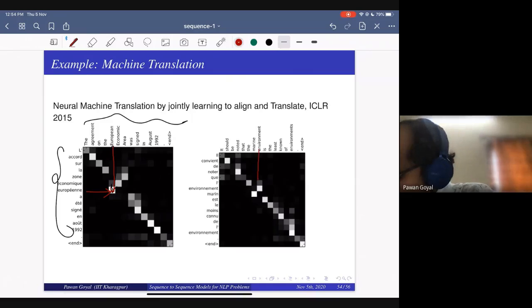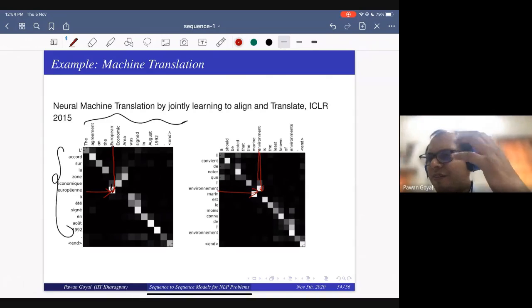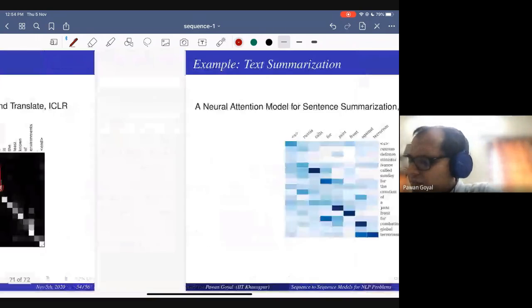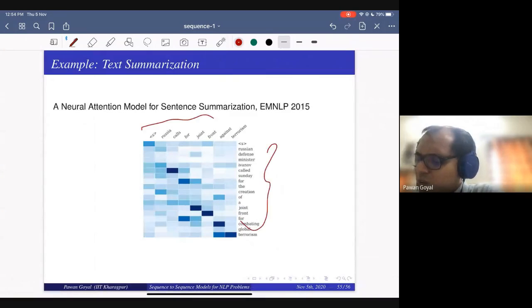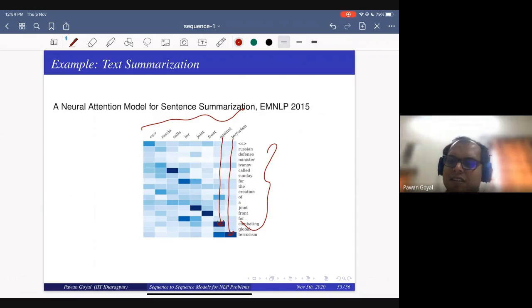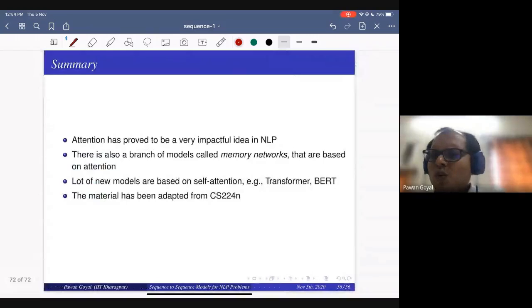See environment and environment, putting alignment. So if you can know what is the word you are putting attention on from the source, it can give you alignment between the source and target sequence. Similarly for summarization, this is the input and this is the output, and it gives some sort of alignment, that this was giving high attention on this word, and so against and combating are coming out. So overall, attention is very impactful.